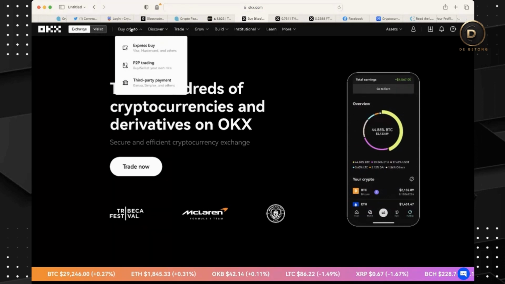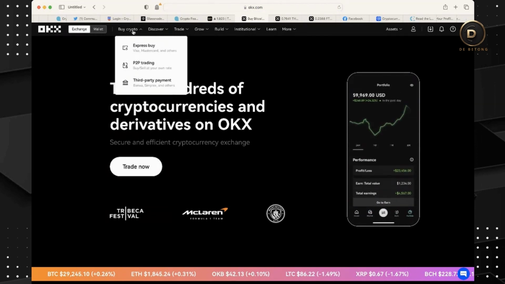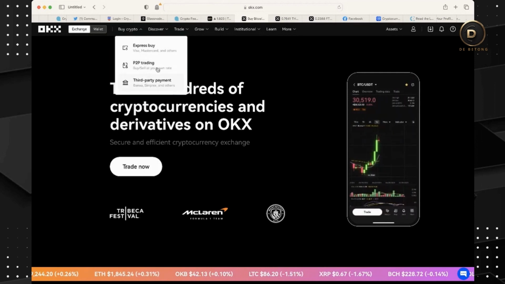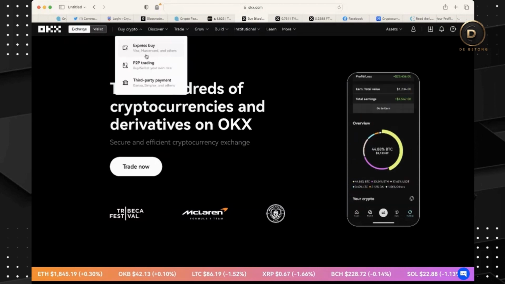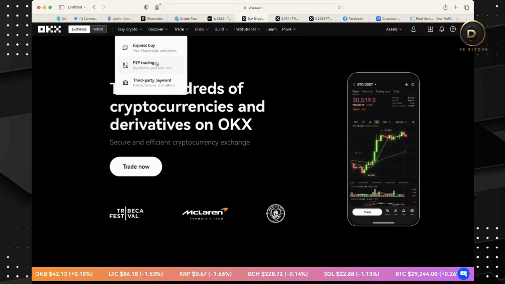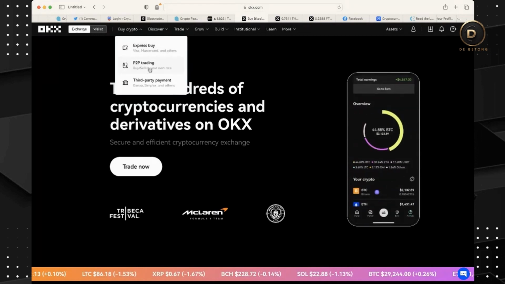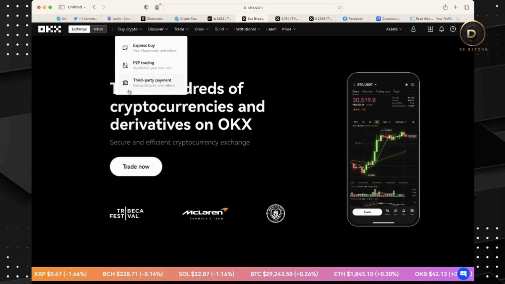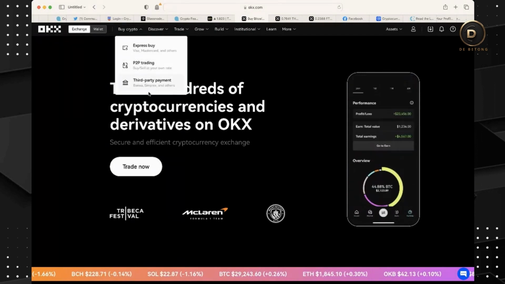Yeah, you see on this menu you have the buy crypto, express buy, P2P trading, third party payment. Express buy is, for example, if you want to buy with Visa, Mastercard, and other payment gateway, you can use express buy. P2P trading now is when you want to trade with someone within OKX P2P platform. And third party is when you want to use Simplex and other third party wallet.